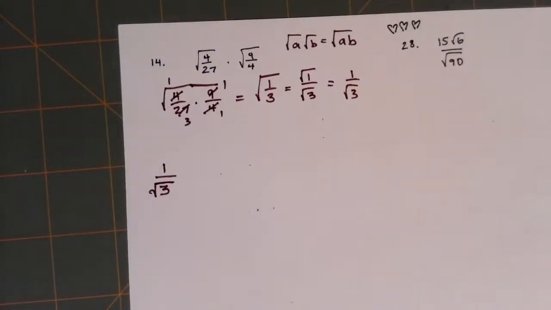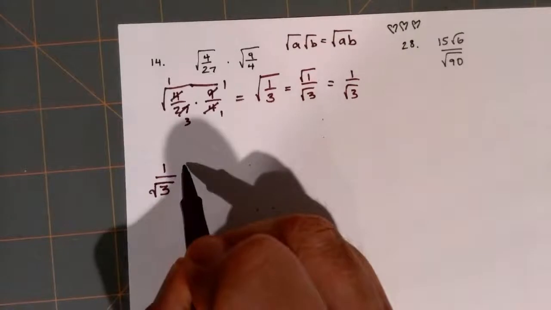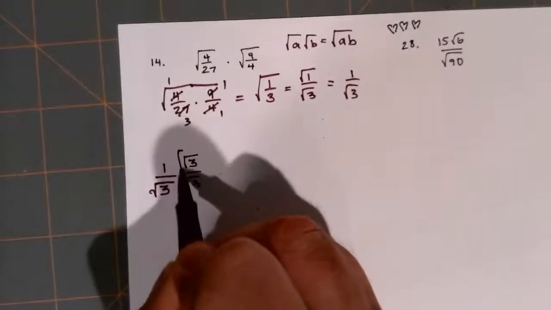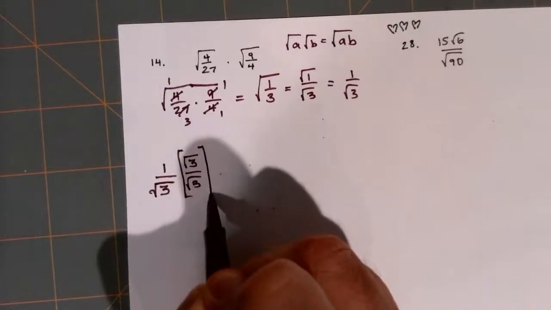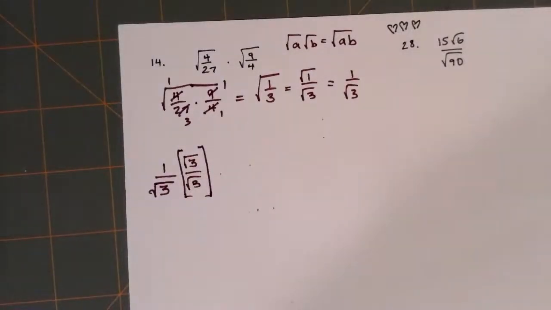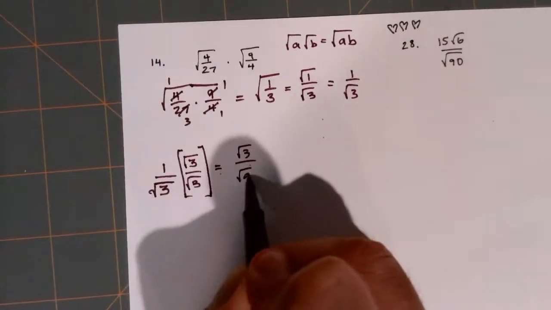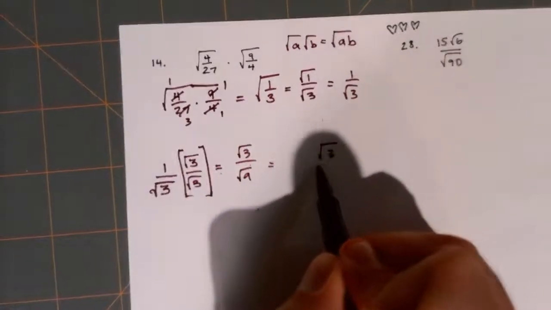It is incredibly rude to have a square root in the denominator. Okay, so what am I going to do? I'm going to multiply by root 3 over root 3. Put up my little thing. That's a form of 1. You're allowed to do that. It's a funky form of 1. Root 3 over root 3, but anything over itself is 1. So here I get root 3 over root 9, which is root 3 over 3.